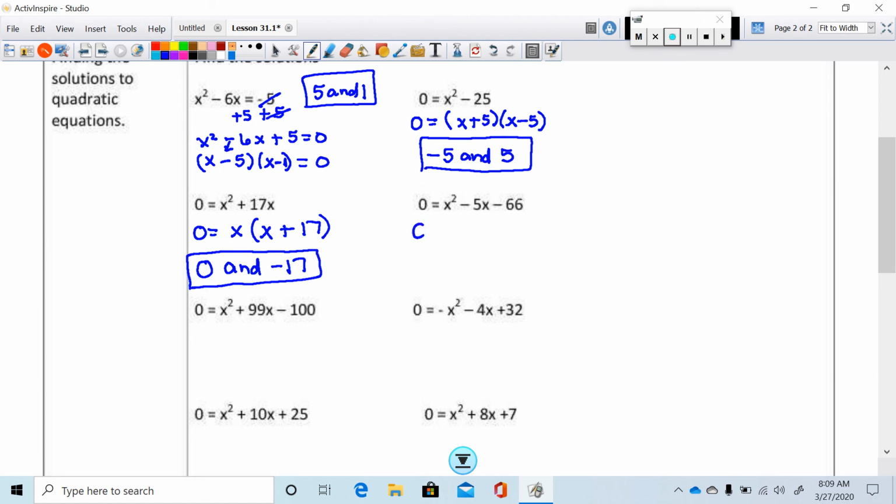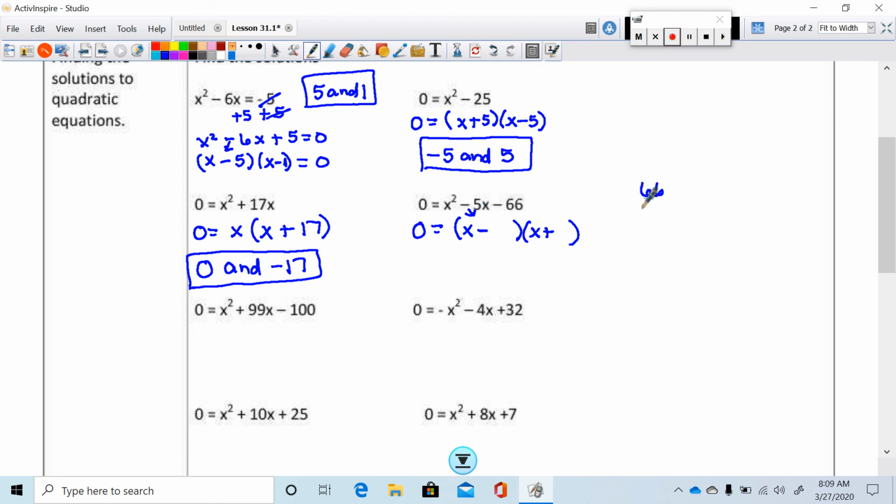Okay, the next one, I am going to split up my x's, bring down the first term, figure out how to get to the second term. So a negative times a positive will give me this negative, and I want the factors of 66 that when I subtract them equal 5.